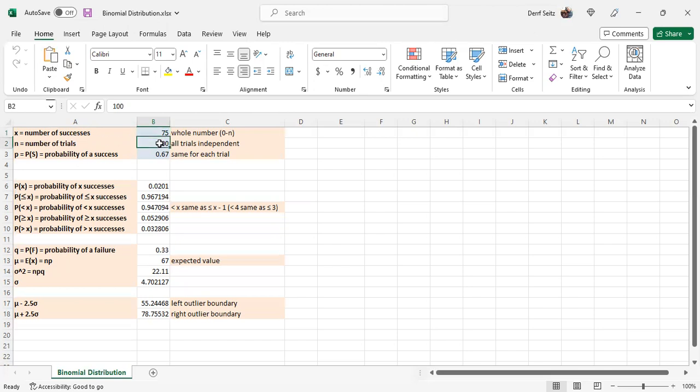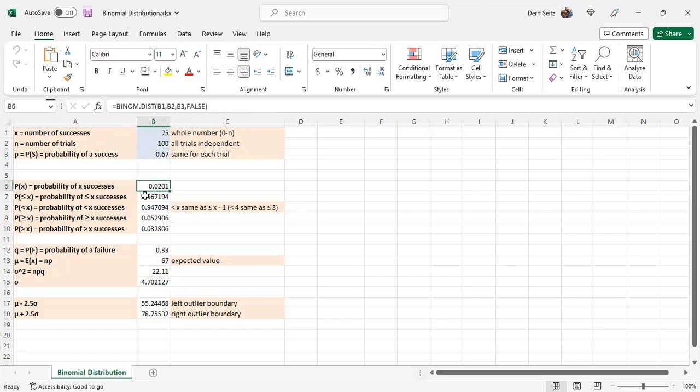For this sample, we have 75 successes out of 100 trials with a probability of success of 67%, of course entered as a decimal, 0.67. This section uses Microsoft Excel formulas and functions to calculate the various probabilities that you will be interested in.